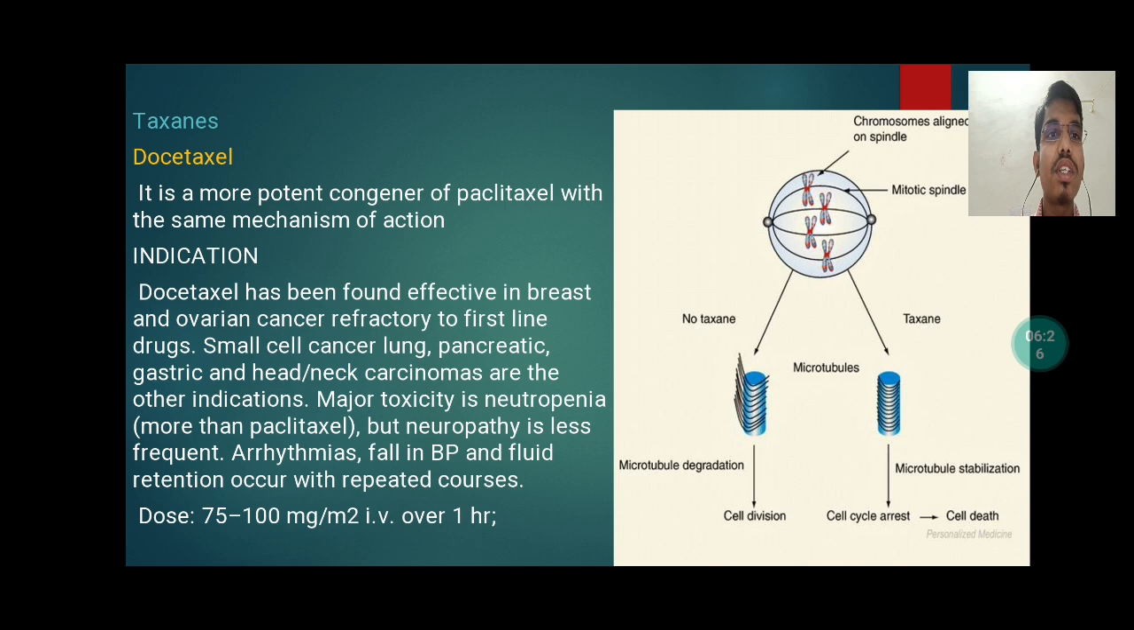But this category of drug binds to the microtubules and prevents their pulling. It means that they stabilize the microtubules and prevent their pulling to the opposite pole. So the chromosome is not divided and the cell is arrested in the metaphase. When the cell is arrested in the metaphase, it undergoes cell death. Okay, this is basically what these drugs do. These drugs stabilize the microtubule and prevent their depolymerization.